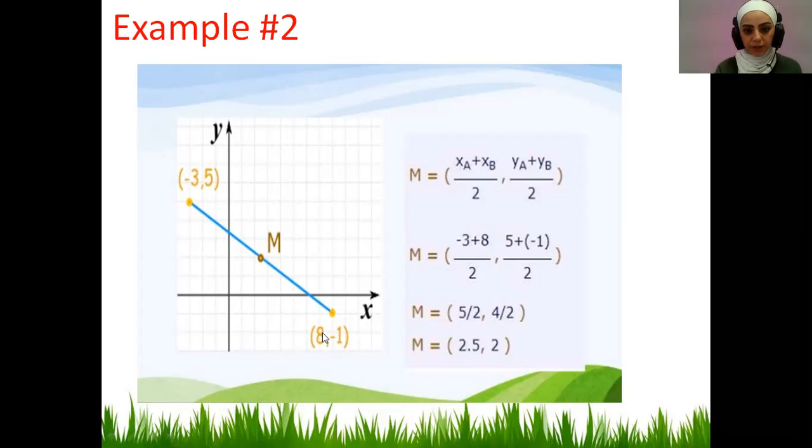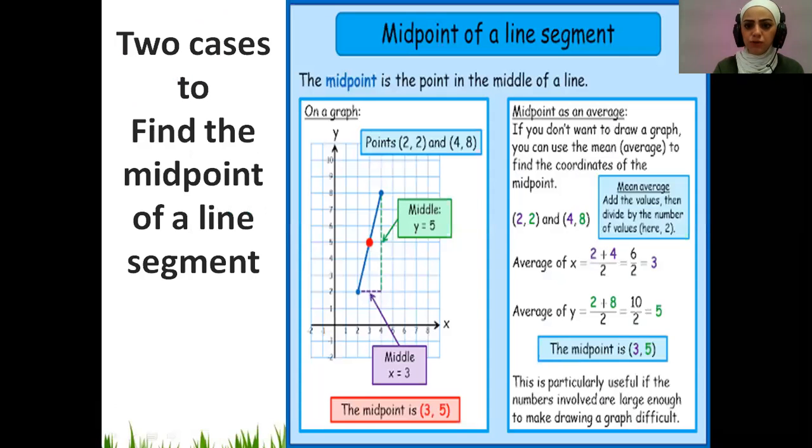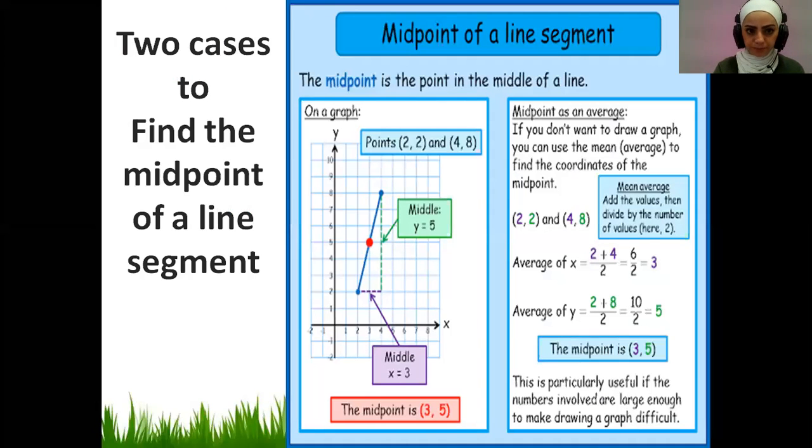The other point, 5 with -1. If you add them, 5 and -1, different signs, so you will subtract them again, which is 4 divided by 2 is 2. So it's so easy to find the midpoint by using the formula.